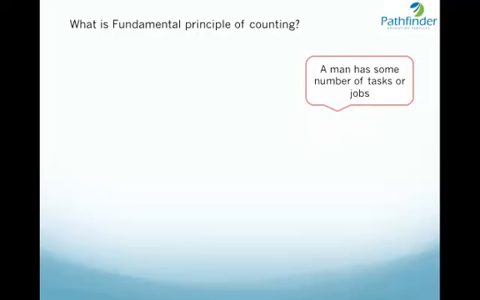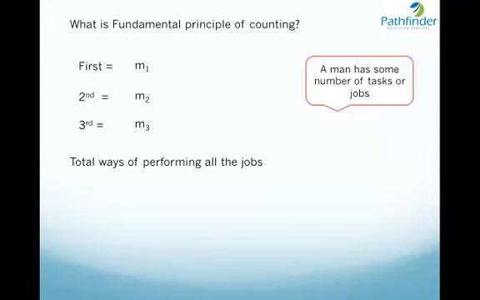Suppose we have a man who has a certain number of jobs to perform. Let us say the first job can be done in M1 ways, the second in M2 ways, and the third in M3 ways, and so on. Then the number of ways of performing all the jobs, mind you, if he has to perform all the jobs, in this case there are only three jobs, will be given by a product of all these three. So we have M1 into M2 into M3 and so on. If there were more jobs, we would have multiplied those number of ways also.